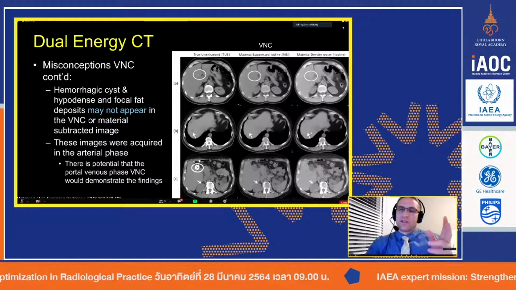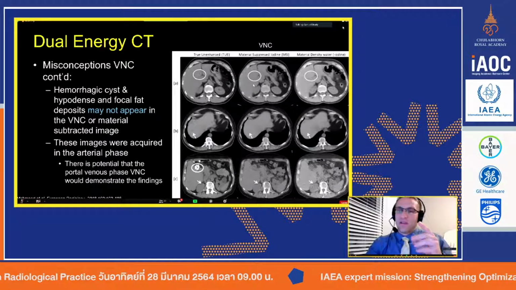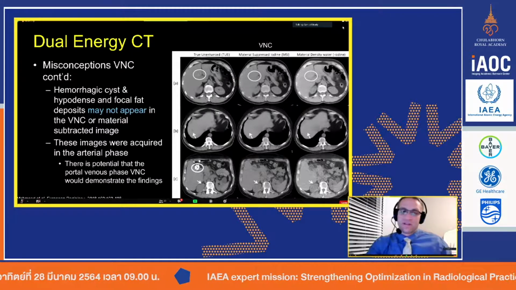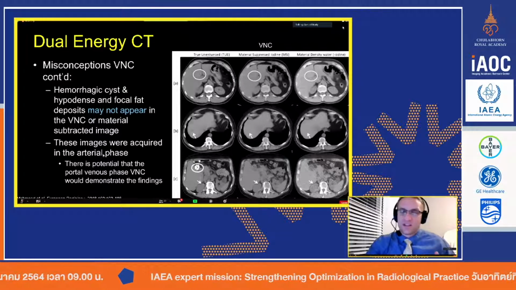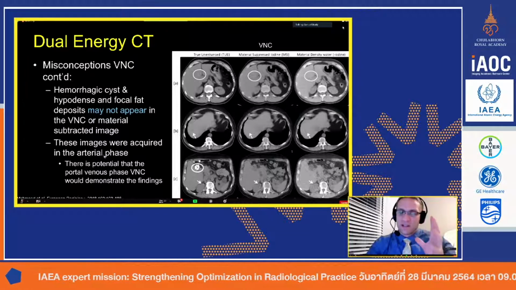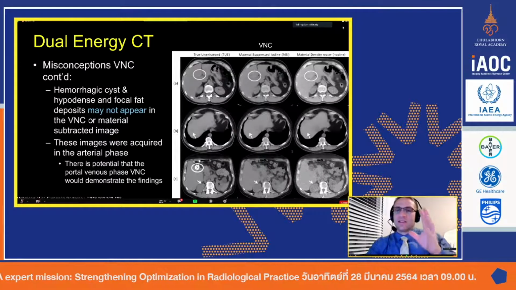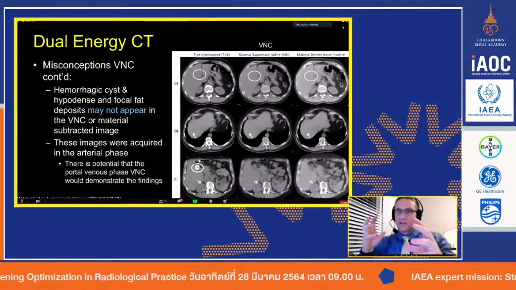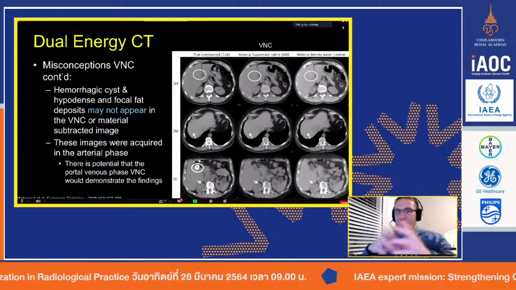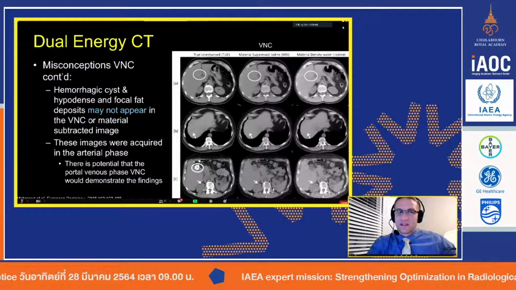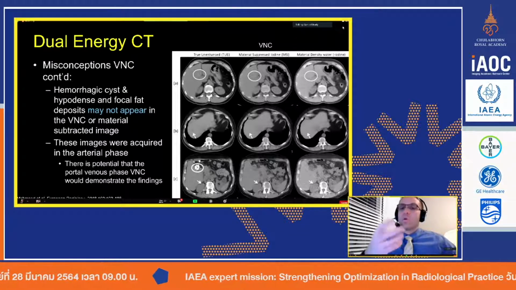Now, the one caveat to this, and they mentioned this in their publication, was when they acquired the dual energy images and then did the virtual non-contrast, they actually acquired it in an arterial phase. So potentially, and some other people have published this, it's possible that had they done a portal venous phase and then did the subtraction of the virtual non-contrast, subtracted the iodine, that maybe these hypodense lesions and maybe the cystic hemorrhagic cyst would appear.